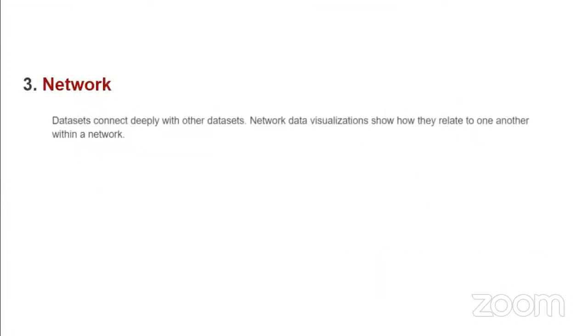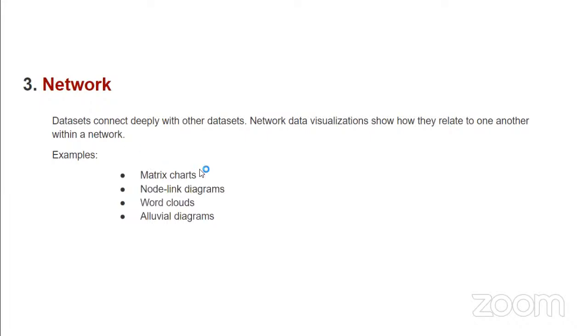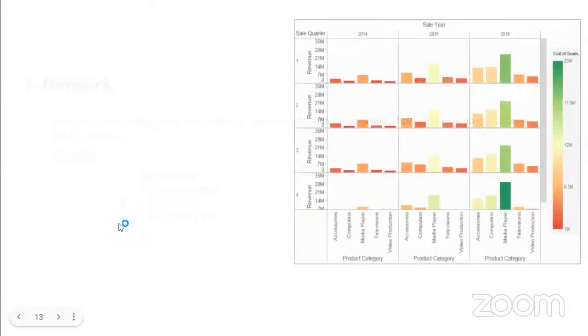So that hierarchy is a network. So data sets connected to data sets. Network data visualizations show how they relate to one another. Examples are matrix charts, node-link diagrams, word clouds, alluvial diagrams. So these are some examples of network graphs. We have a matrix, node-link, word clouds, and alluvial. Let's look at the examples.